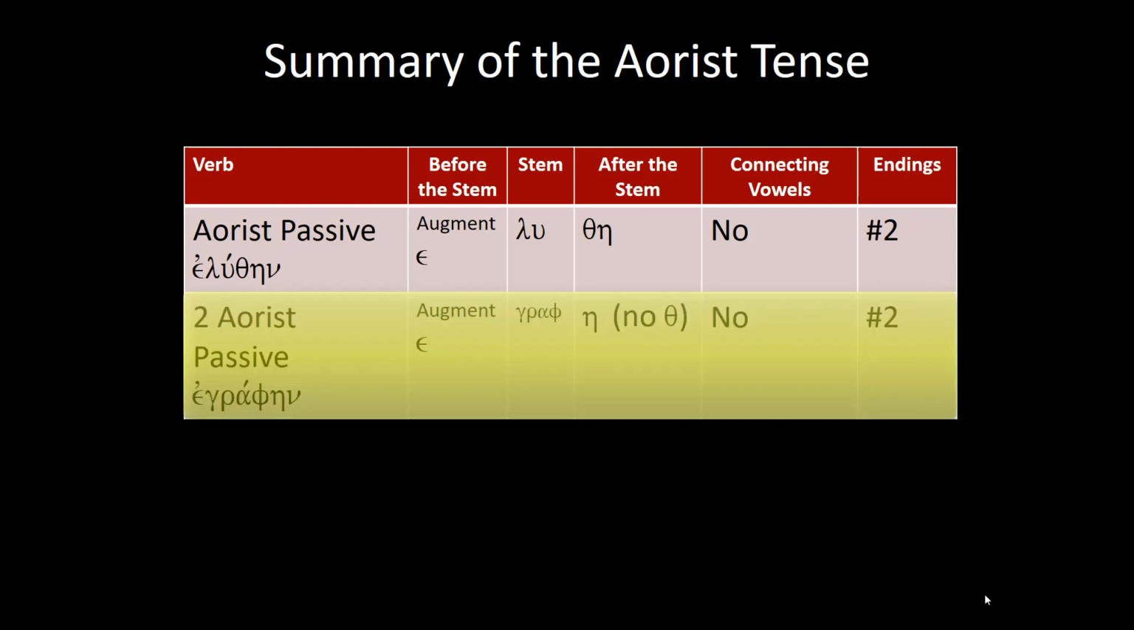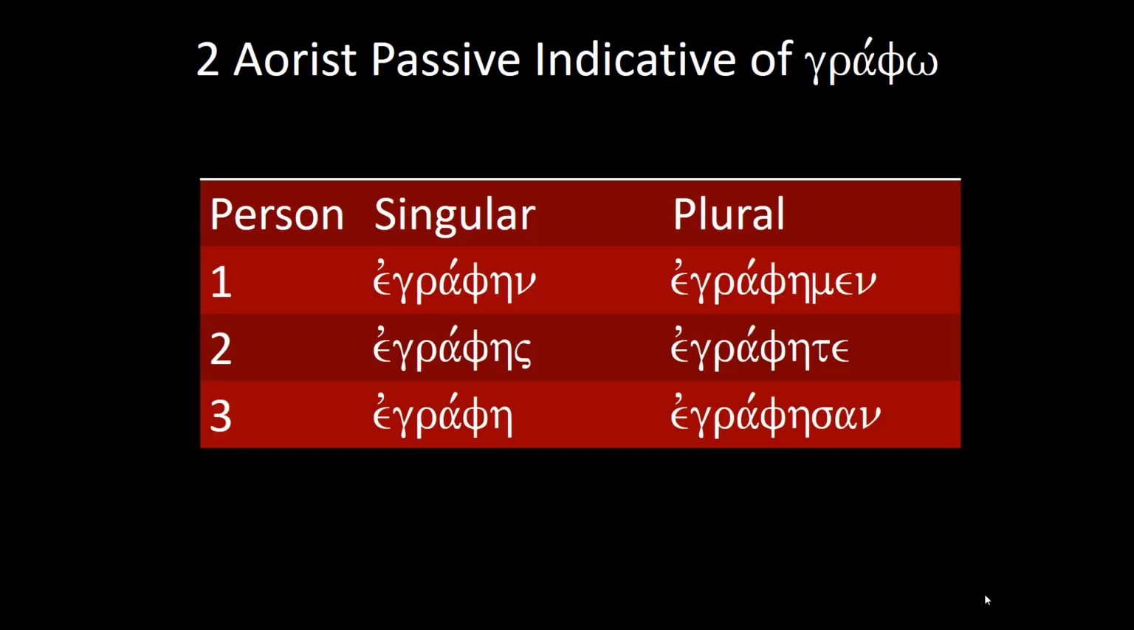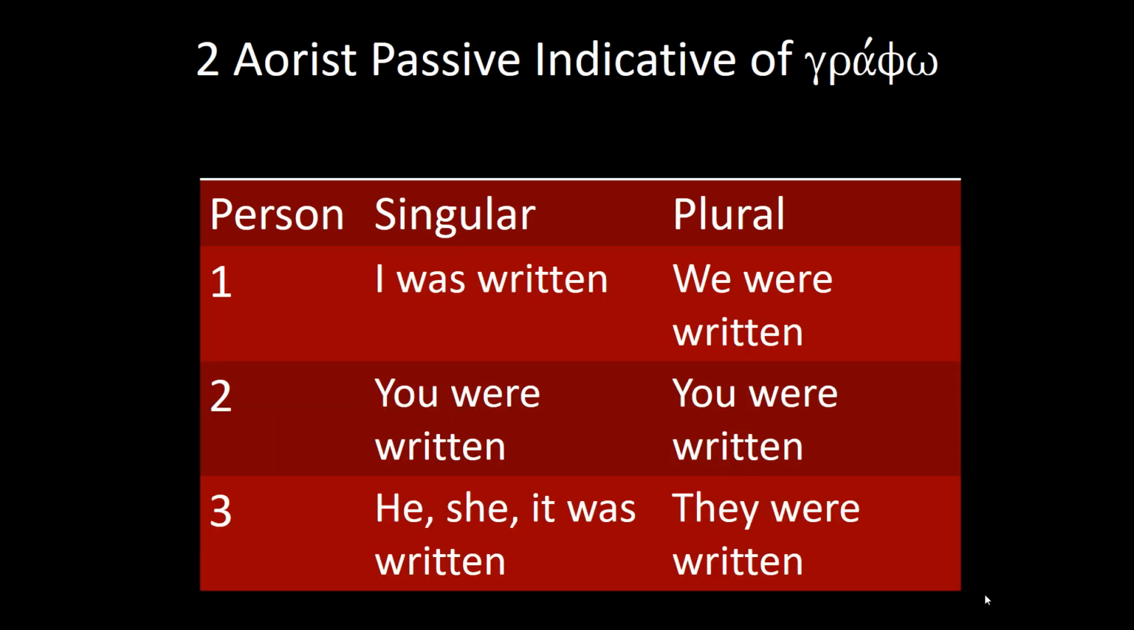Now the second aorist passive. The big switch here is there's just no theta. Instead of theta eta, it's just eta. Otherwise, it looks exactly the same. So instead of theta eta, egraphthen, it's just eta. Egraphen, egraphes, egraphe, egraphemen, egraphete, egraphesan. And it's going to translate the same way as an aorist passive. I was written, you were written, he was written, we, you, they were written.